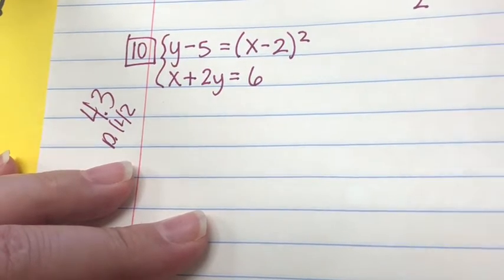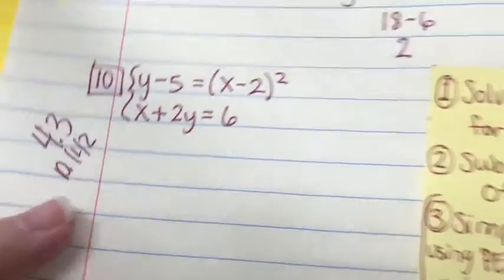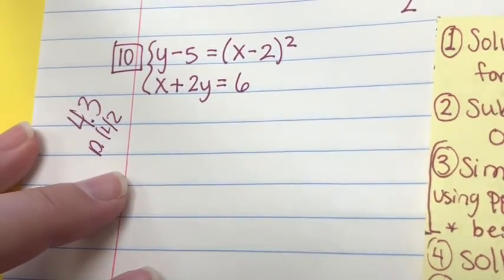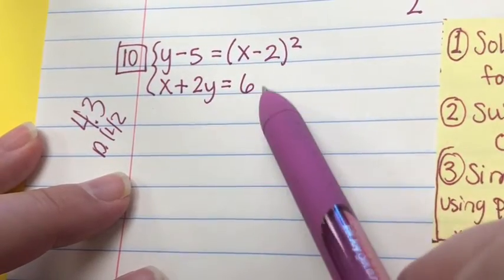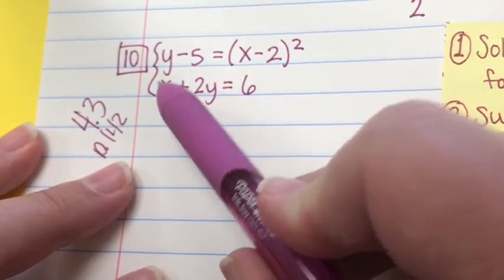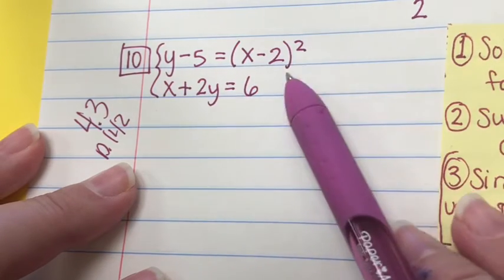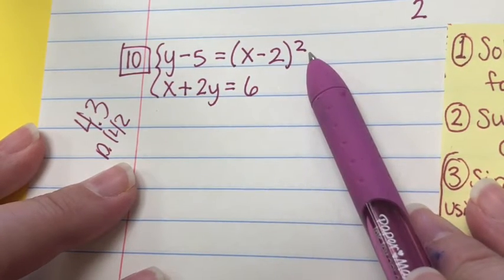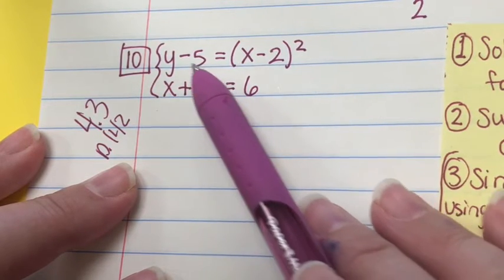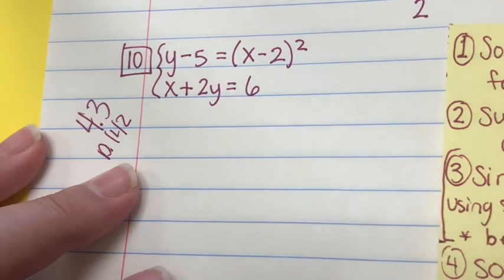Step 1 said to solve one of the equations for x or y. So I get to pick, do I want to solve for x or do I want to solve for y? And then where do I want to plug things into? If I solve the bottom equation for x, I'd have to plug some stuff in there, and then I'd have to square it, and I don't like the way that looks. If I solve for y, then I could just substitute that in right there. So I'm going to try that way.